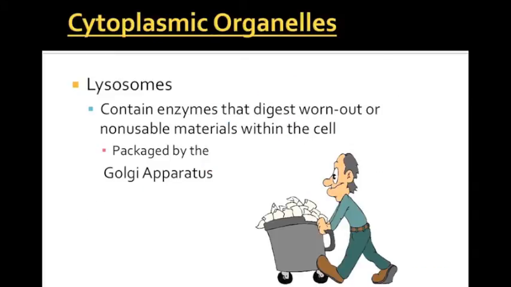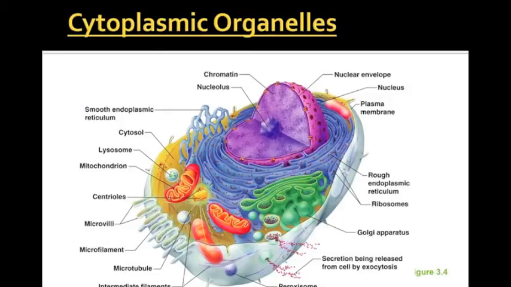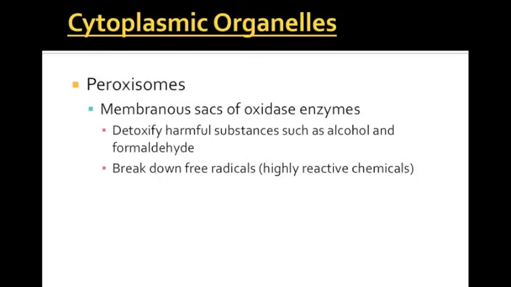One of the packages that the Golgi apparatus makes is called a lysosome. Basically, a lysosome contains enzymes that digest worn out or non-usable materials in the cell. And just like our entire body creates waste, so does our cell. So here on this diagram is an example of a lysosome, and this has waste products within it. I consider the lysosome the garbage man of the cell because it's going to remove the waste from the inside of the cell. Another package is called a peroxisome, and basically that is a package that detoxifies harmful substances such as alcohol and formaldehyde.